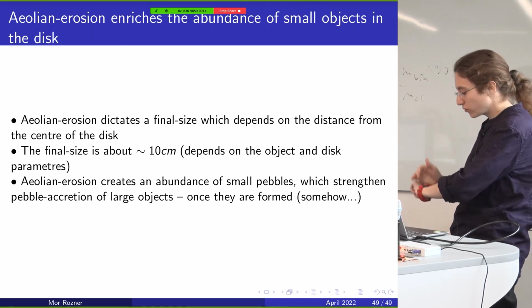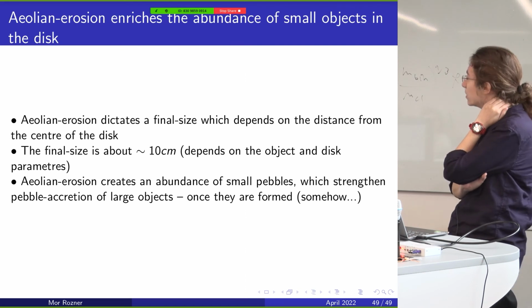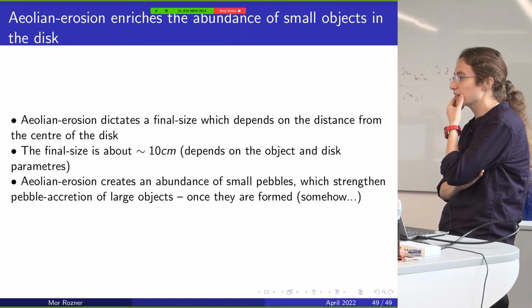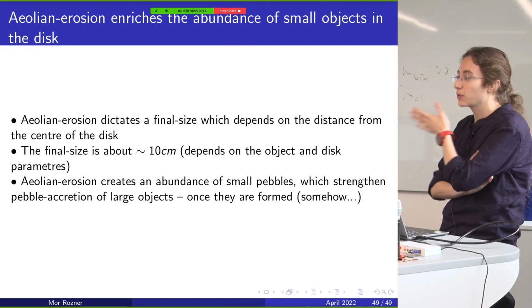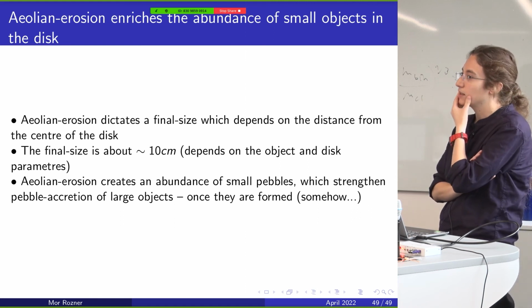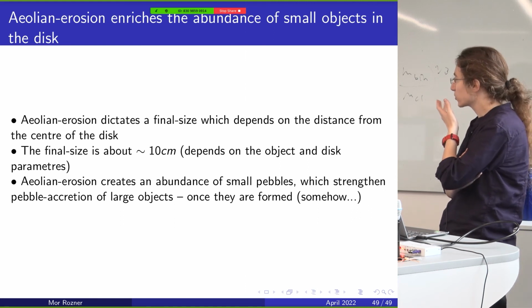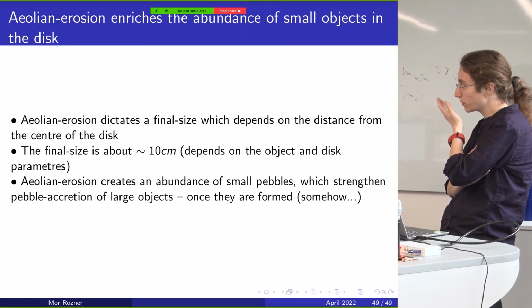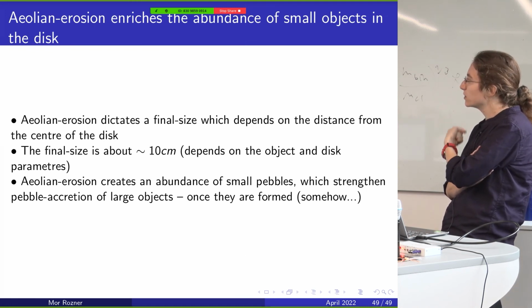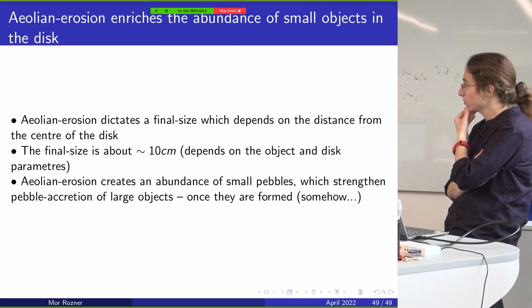I will finish with this. Oil and erosion also enriches the abundance of small objects in the disk, because now we have a lot of small objects. So once you can form a core or something, then your pebble accretion or core accretion will be much more efficient, because you will have a lot of small particles that could be accreted onto the object.